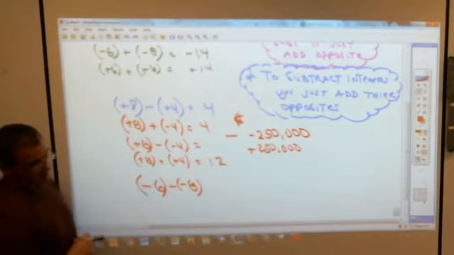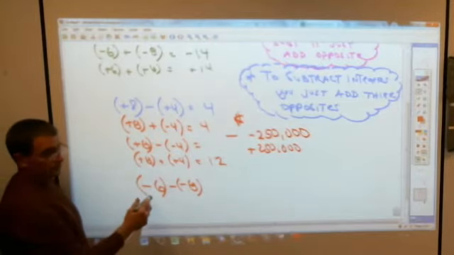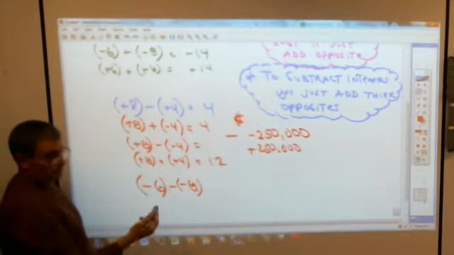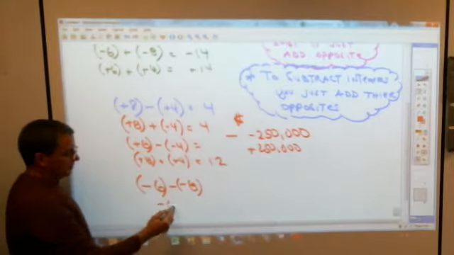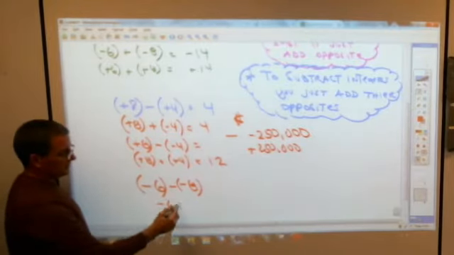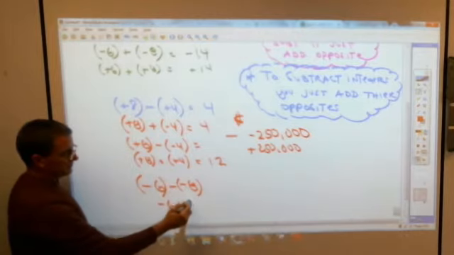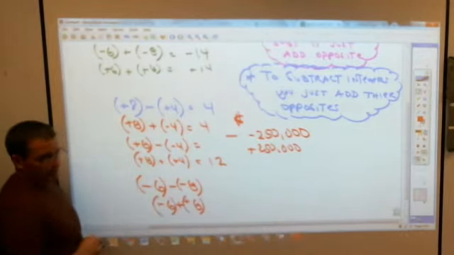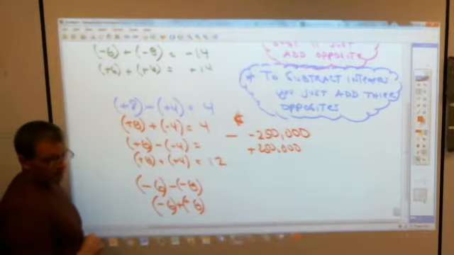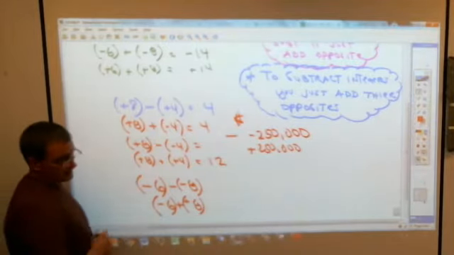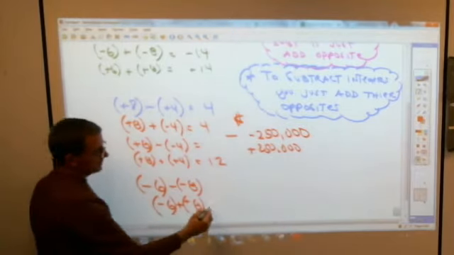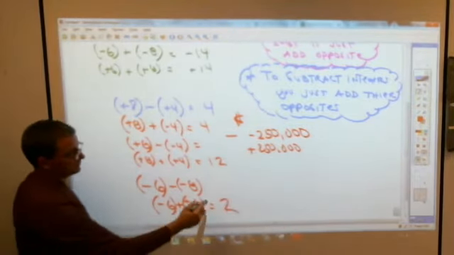Negative 6 minus a negative 8. Again, the first number always stays whatever it is. You don't ever change the first number, but you change this to its opposite. It's the same as a negative 6 plus a positive 8, which happens to be, Leighton Purdue, what is negative 6 plus positive 8? Positive 2.